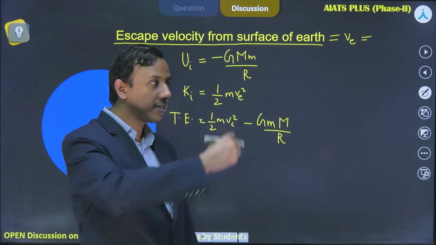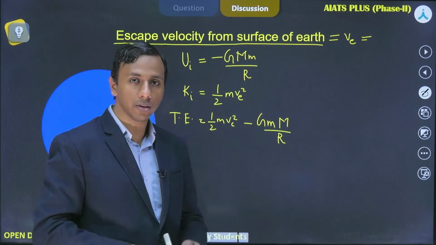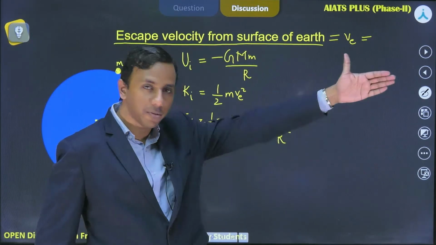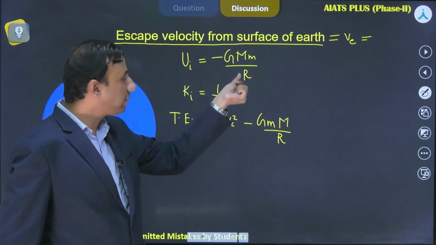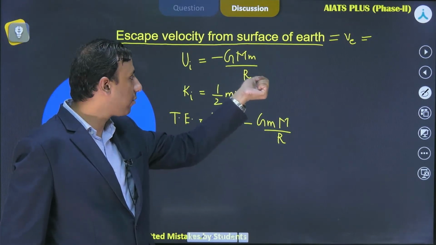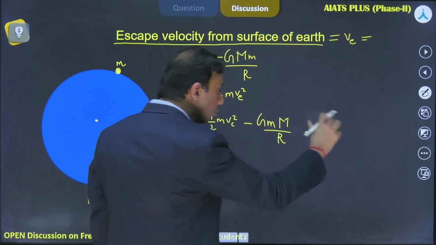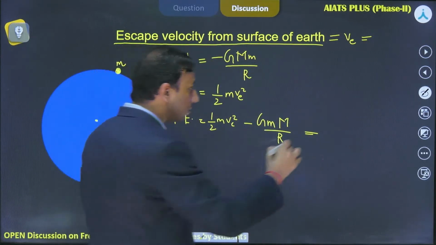Why? Because it has escaped to interstellar distance, okay, infinite distance. Over there, speed is already 0. It is very far away, so this potential energy term will also become 0, isn't it? So total energy initially will be equal to total energy finally, which is 0.